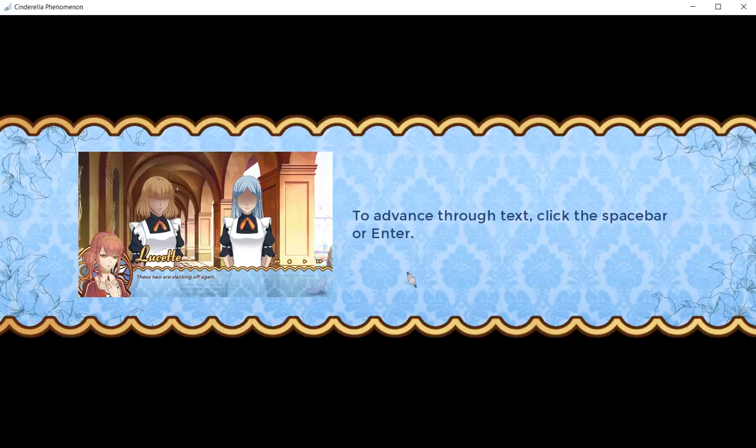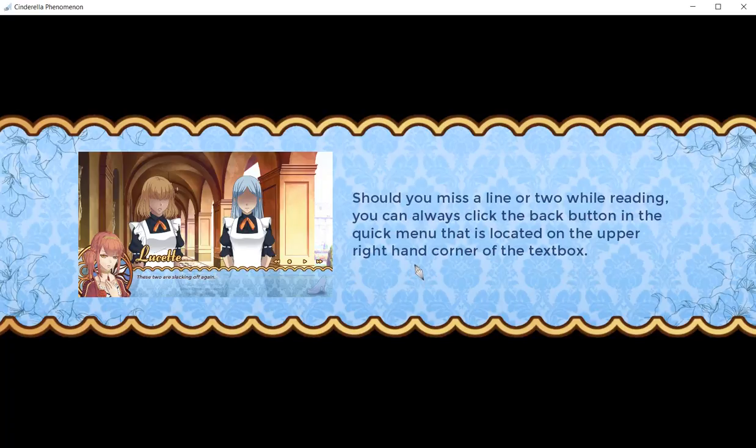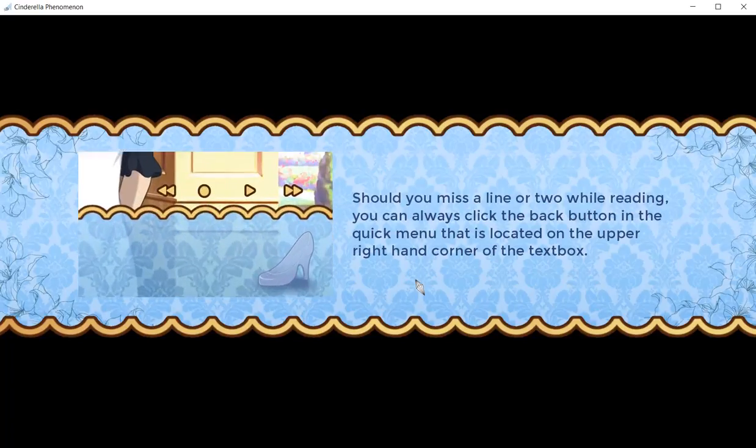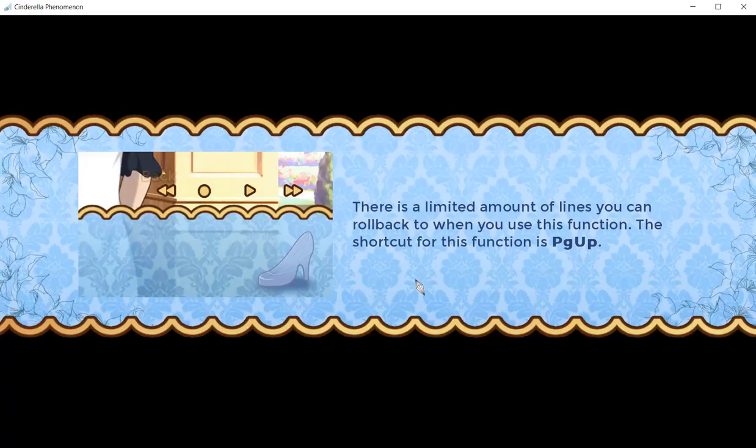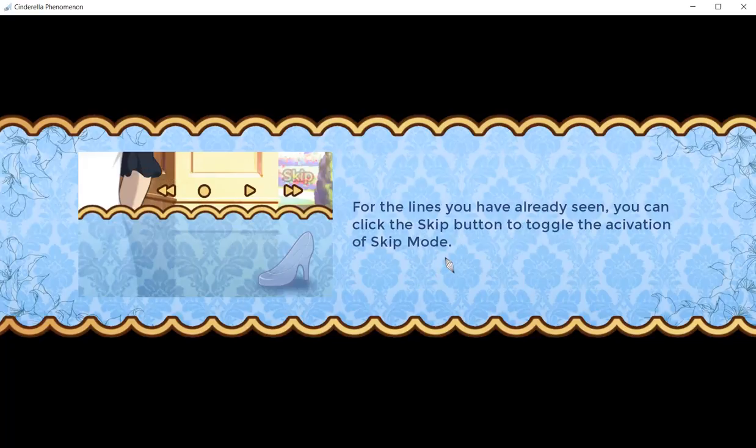A quick run through on the shortcuts and functions of Cinderella Phenomenon. To advance through text, click the spacebar or enter. Should you miss a line or two while reading, you can always click the back button in the quick menu that's located in the upper right hand corner of the text box. There's a limited amount of lines you can roll back when you use this function. The shortcut for this function is PG up.